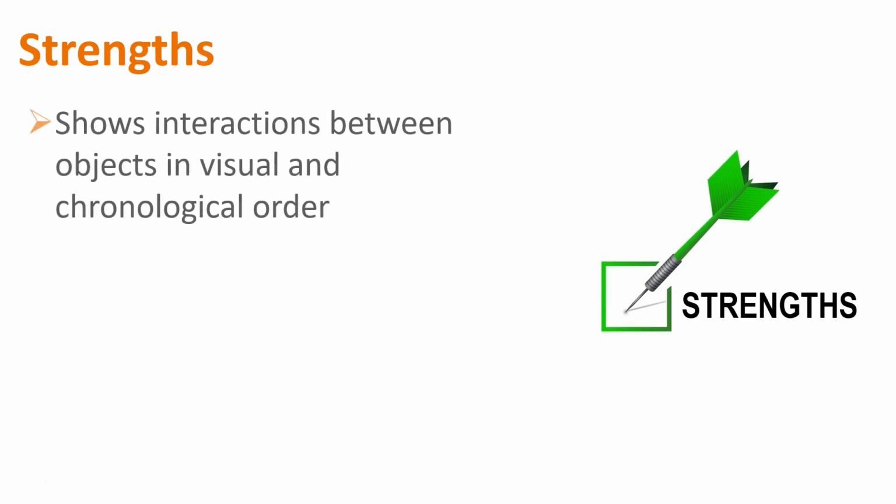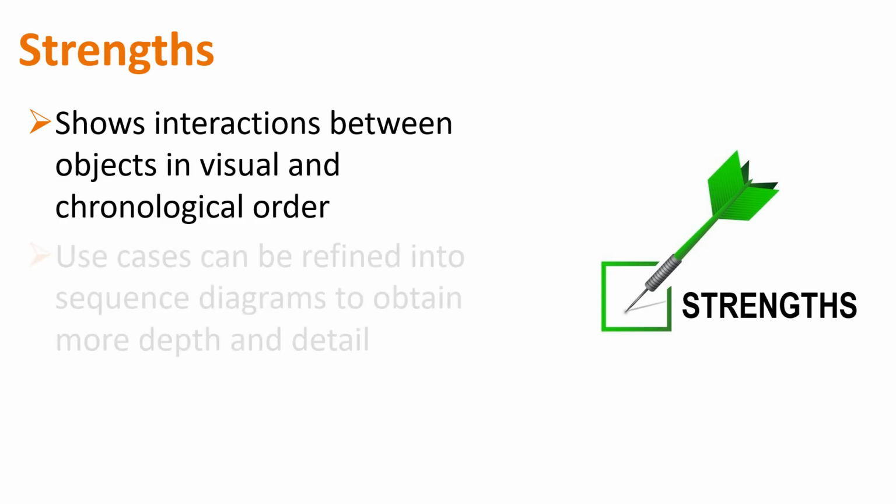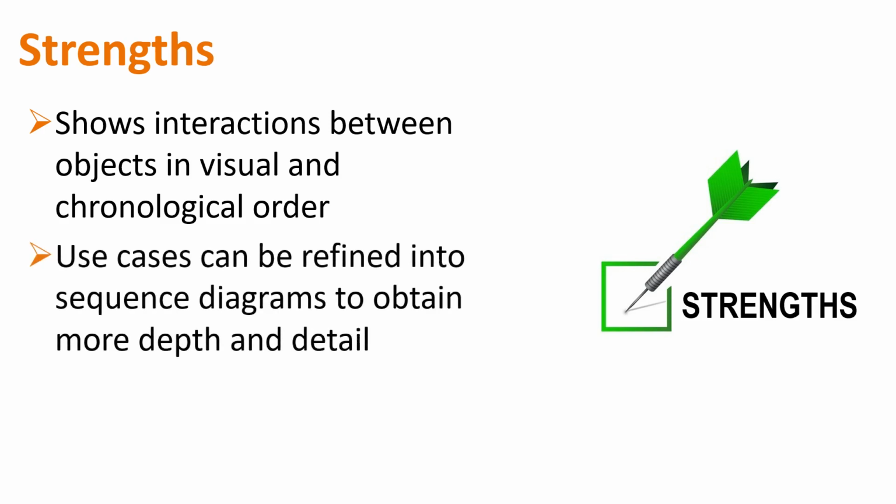Strengths: it shows interaction between objects, visual and chronological, so it makes it easier for you to communicate to the developers. Use cases can be converted into sequence diagrams. So really what happens is you take a use case, this does not work with user stories. You could take a use case and say, this is what that looks like from the perspective of the technical objects, right? So the same way it moves through your use case, you'll show how that moves through the technical objects in a solution.